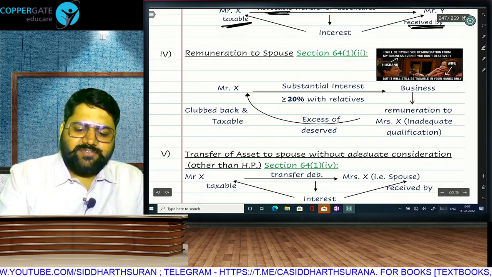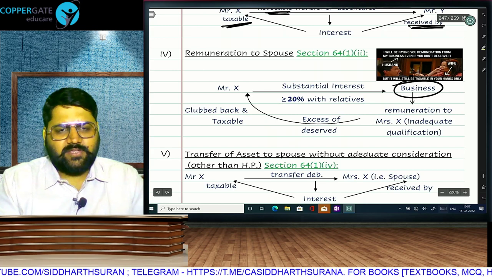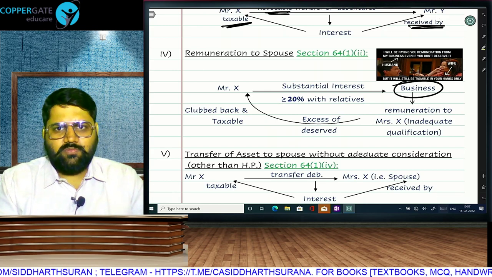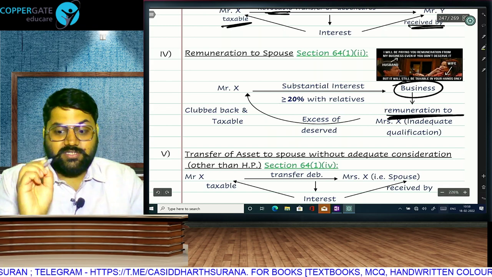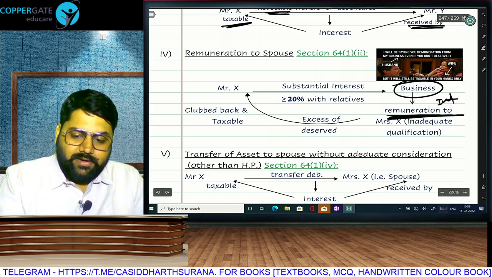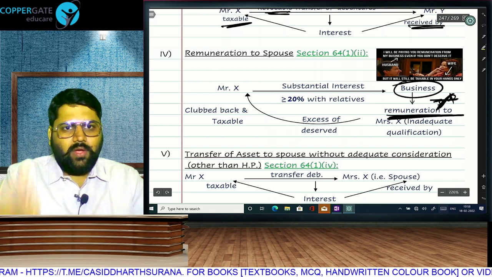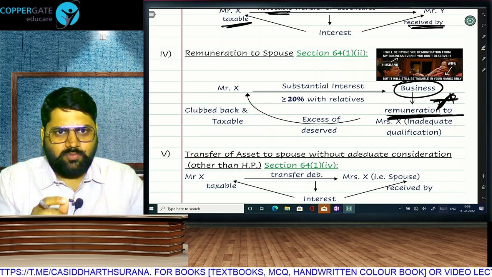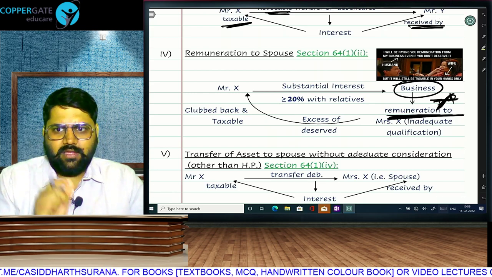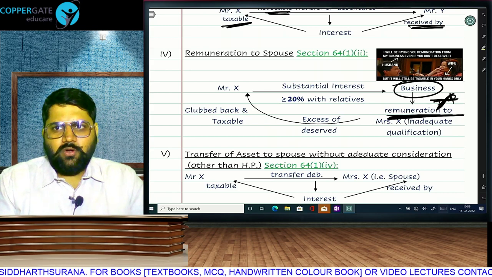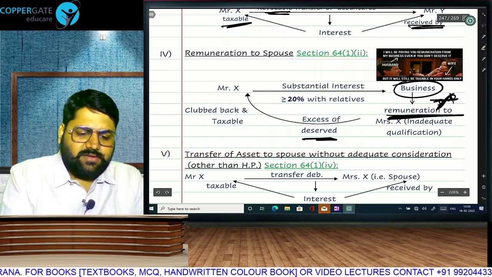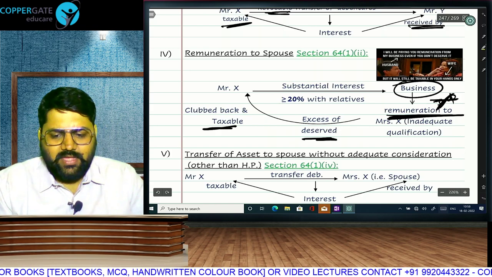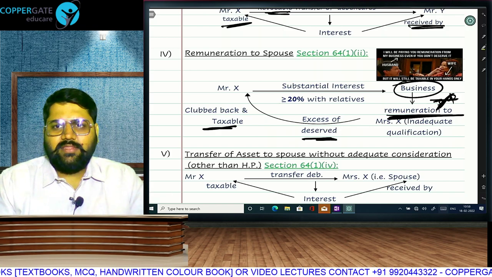Any place where you have substantial interest, any business where you have substantial interest, you hold 20% or more along with your relatives, and that business is paying remuneration. The word used is remuneration. Let me be clear, interest is not covered here. So you have substantial ownership, that is 20% or more with your relative, and that business is paying remuneration to your spouse for inadequate consideration, your spouse does not deserve it, then the excess of deserved shall be clubbed, that is taxable in the hands of the transferor.